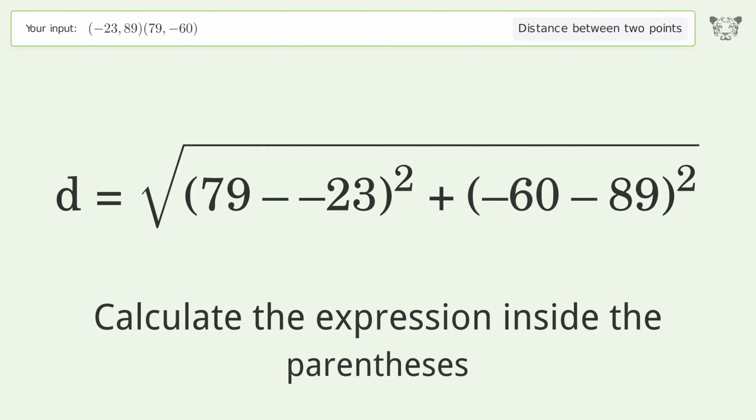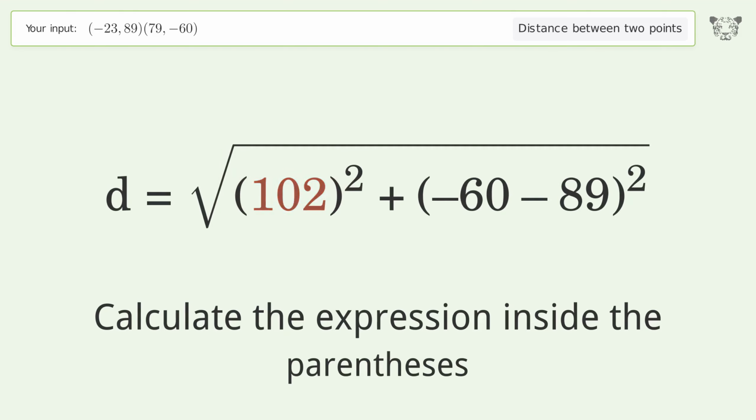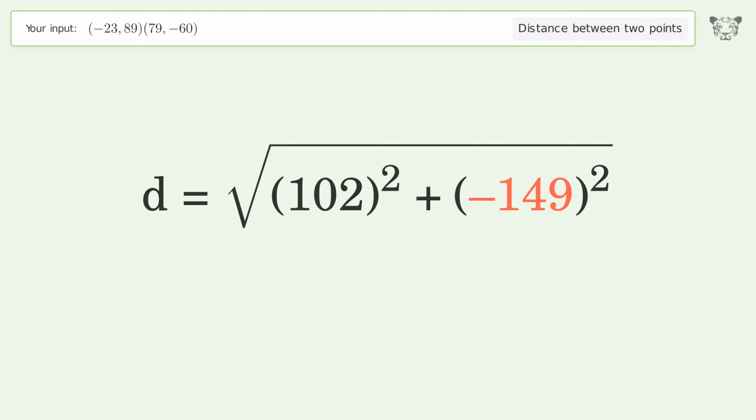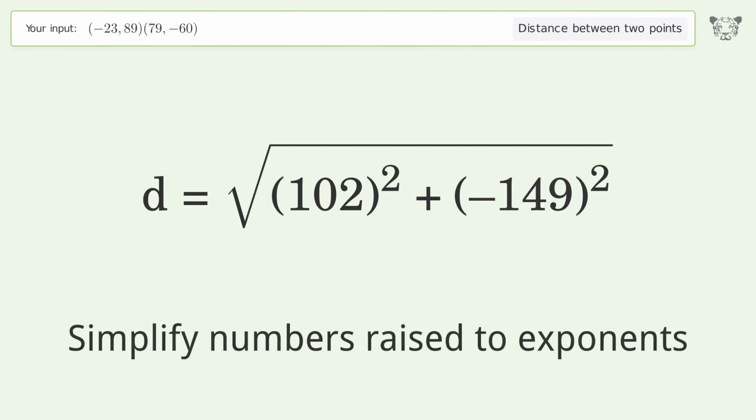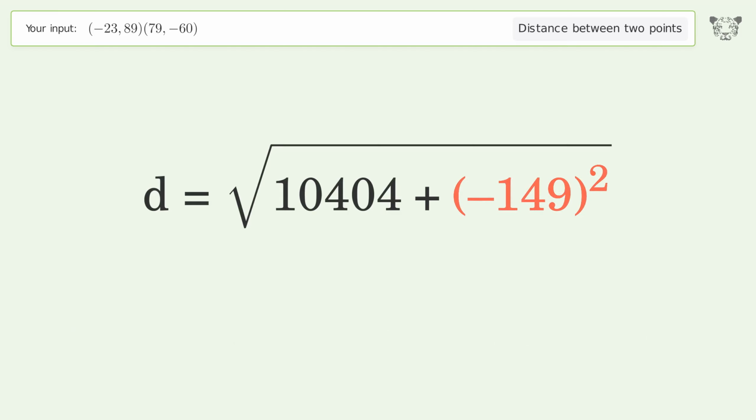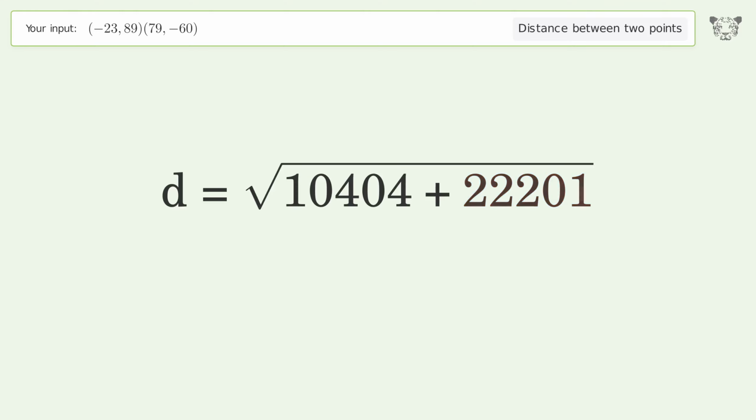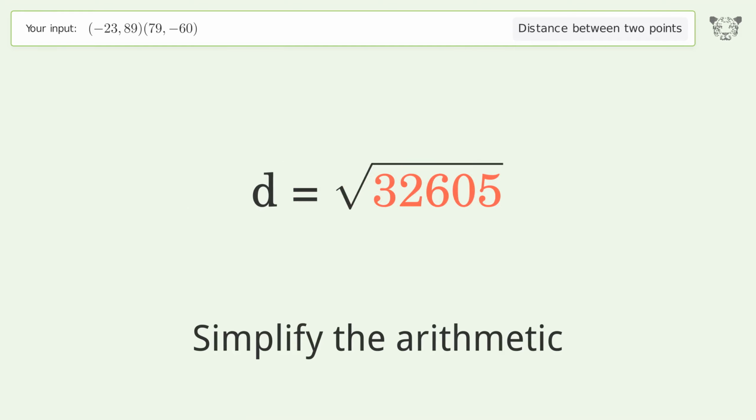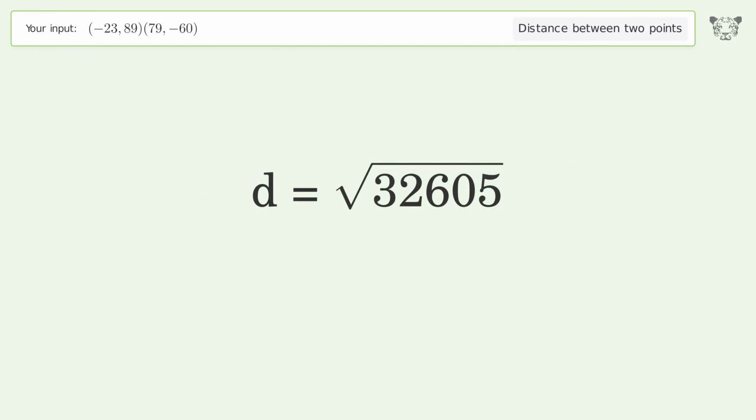Calculate the expression inside the parentheses. Simplify numbers raised to exponents. Simplify the arithmetic. And so the distance between the 2 points is the square root of 32,605 or 180.569.